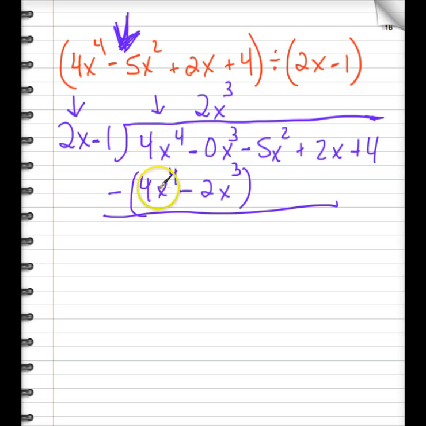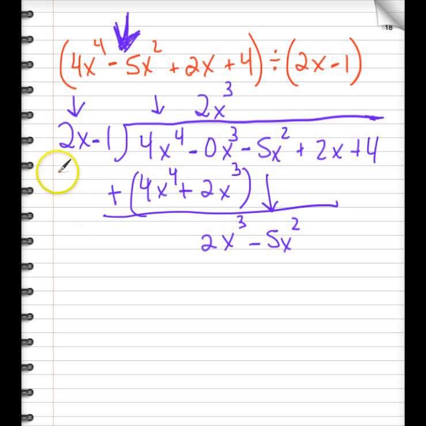4x to the 4th minus 4x to the 4th, gone. Nothing. Subtract the negative, which is add a positive. So we have 2x cubed. Always bring down the next term, which is negative 5x squared.